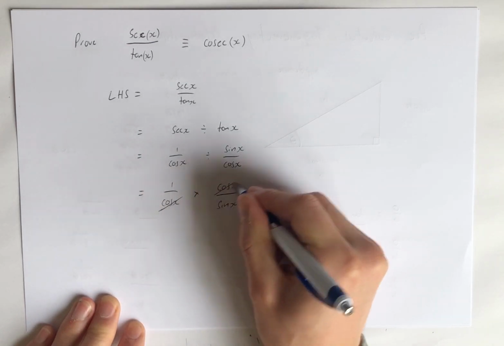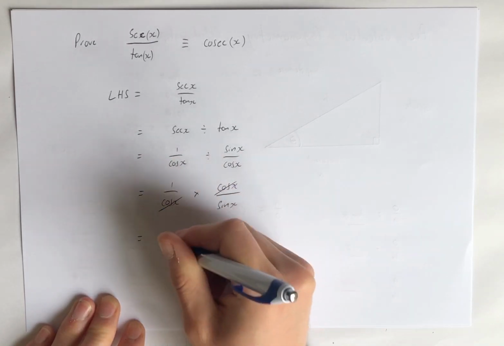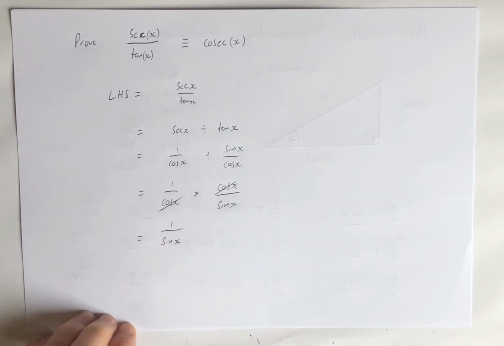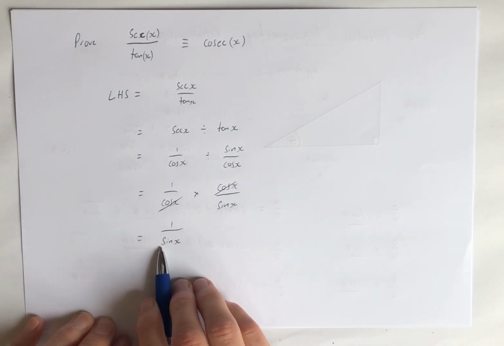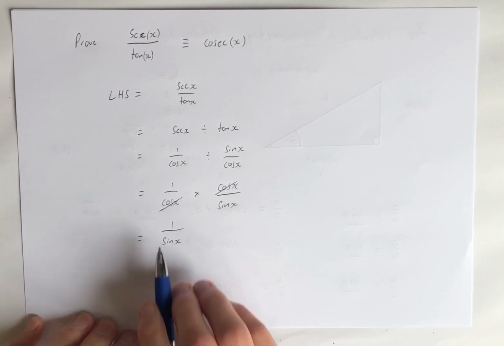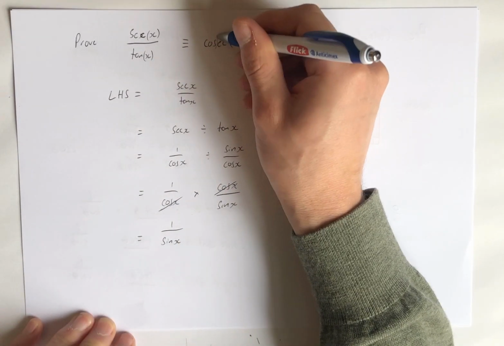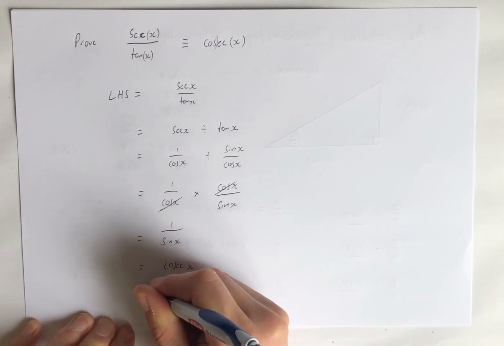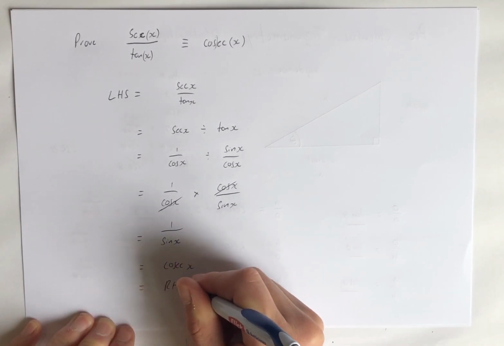And then notice those are cancelled. We're left with 1 over sine. And now look at, well, I've got 1 over a trig function. That's going to be the third letter of one of those new trig functions. So that's going to be cosec, which equals the right hand side.